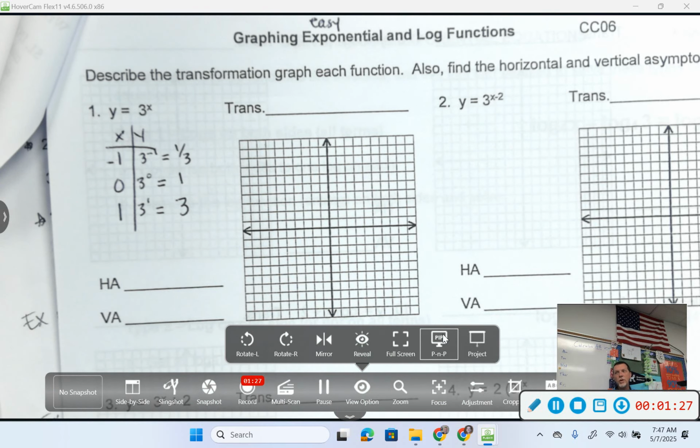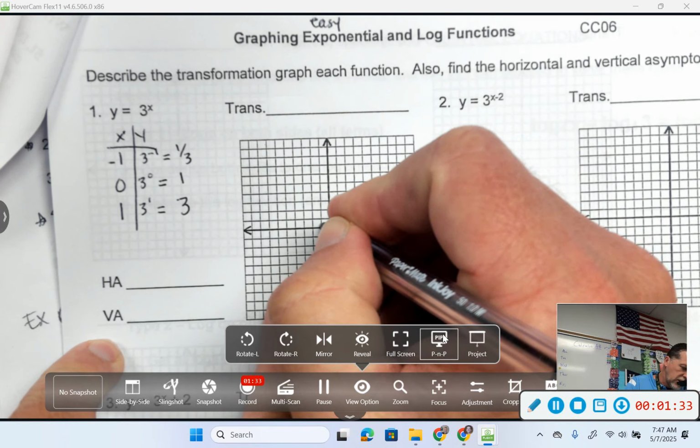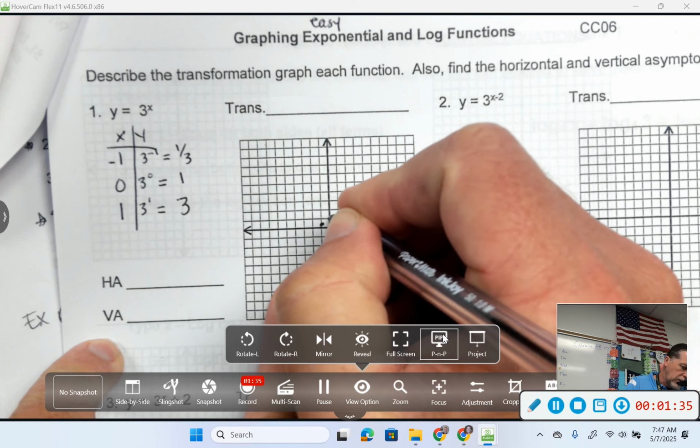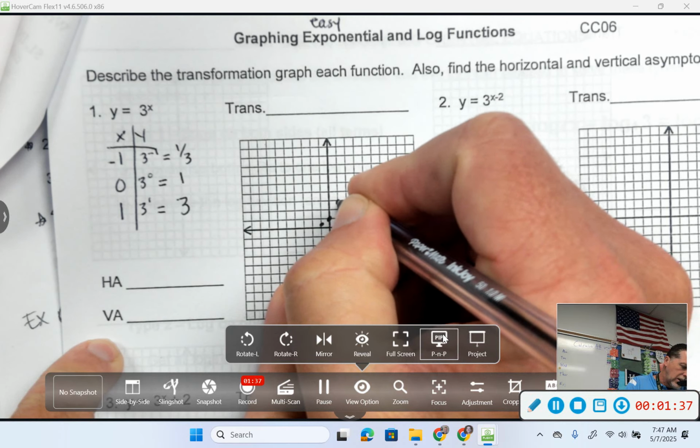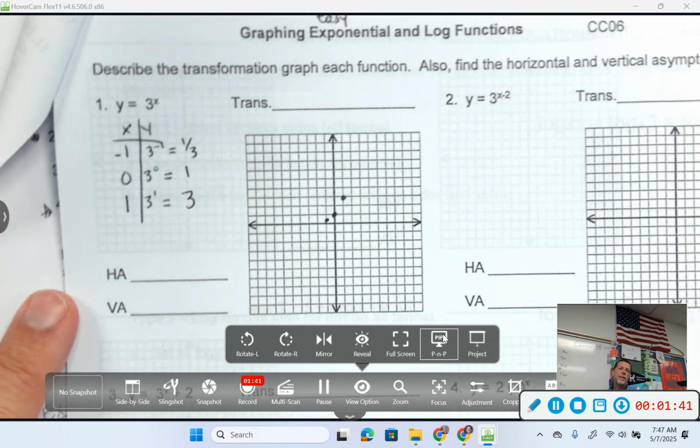So we sort of just built our parent function. We'll use this over and over again. -1, 1/3, 0, 1, 1, 3.